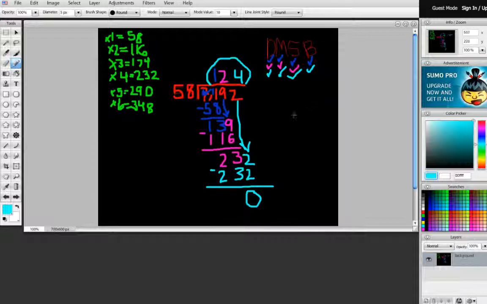If I want to go back and check and make sure that's correct, my next step would be, and I'm trying to find a color I haven't used, let's try purple, would be to multiply 124 times 58. If I've done this math correctly, then whatever this problem equals is going to be 7,192.